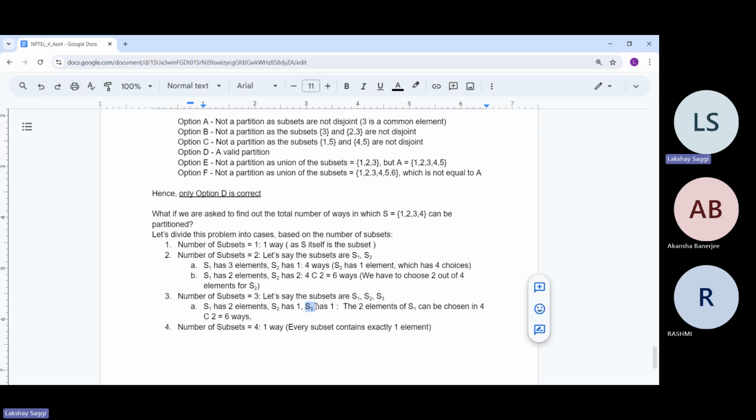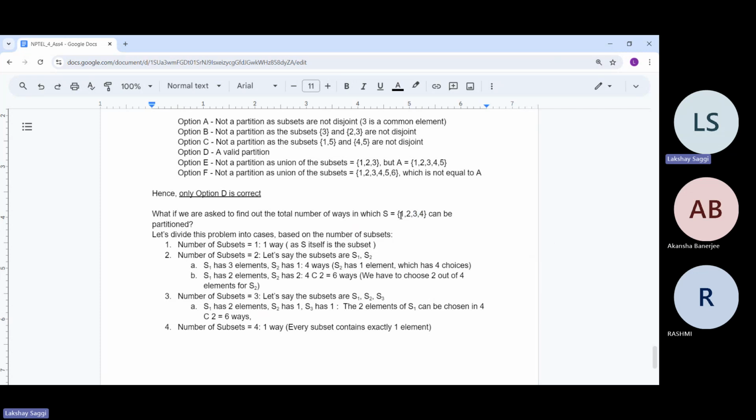Right? So what I'm claiming is there is only one way in which one element goes to S2 and the other goes to S3. This is because suppose 1, 2 goes to S1 here and only 3, 4 are remaining. Then it doesn't matter to us whether S2 gets 3 and S3 gets 4, or S2 gets 4 and S3 gets 3. Because in both cases, 3 and 4 will become singleton partitions, right? Since we are only interested in the collections, we are not interested in the ordering.